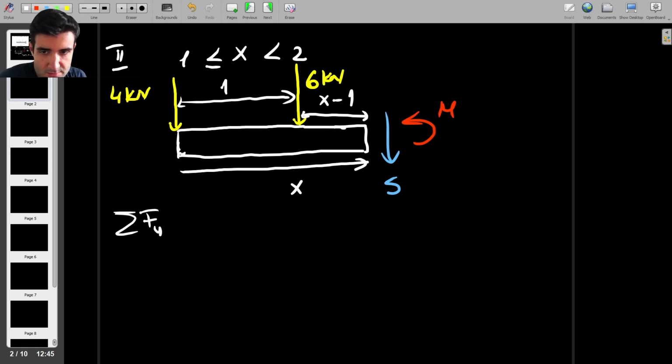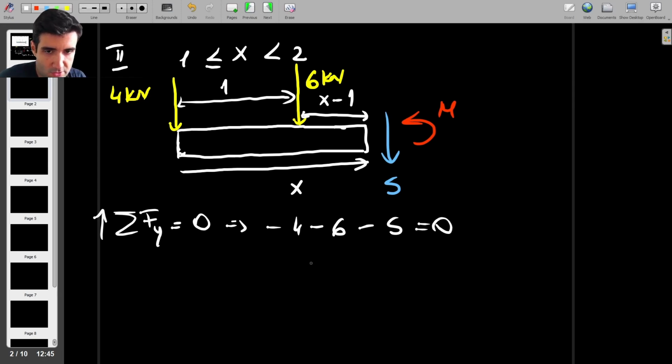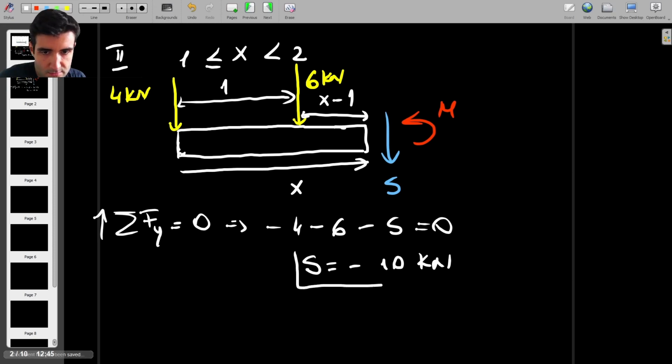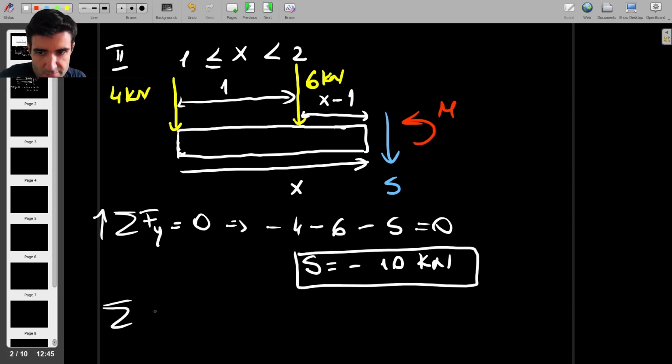So we have the sum of force in the y direction is equal to 0, where upwards is positive. So we have minus 4 minus 6 minus s equals 0. So s is equal to minus 10 kilonewtons. And then sum of moments, where counterclockwise is positive, and again, I'll put my point P here.